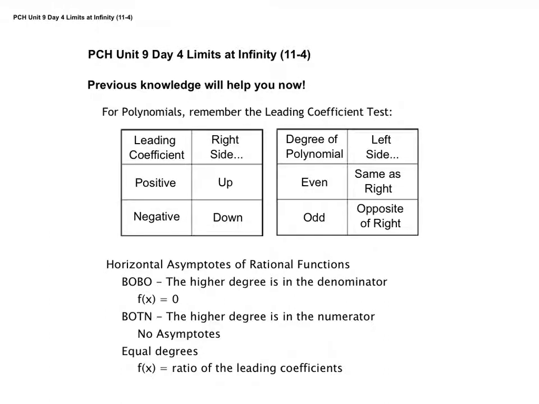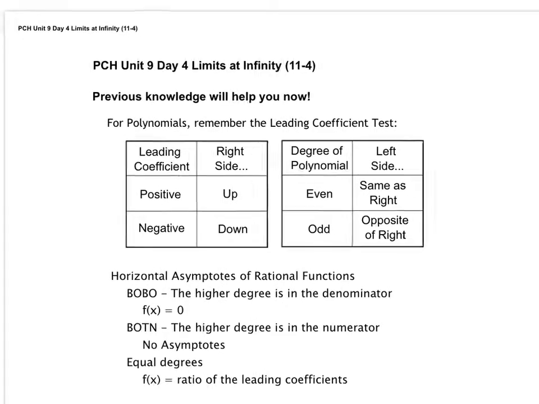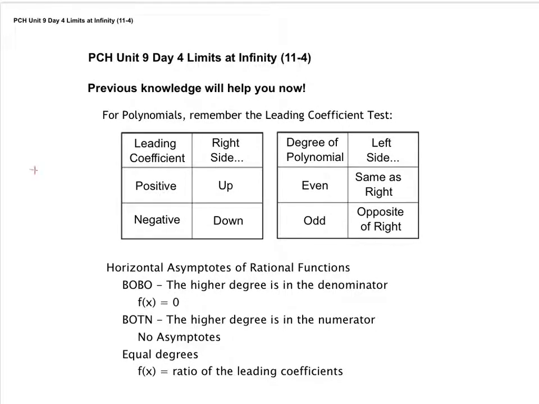So if we had, say, a positive 3x to the 5th, blah, blah, blah, on the right-hand side it would go up because 3 is positive. On the left-hand side, the degree is odd, it's 5, so the left-hand side is going to be going down. And there's some other stuff in the middle here, but the end behavior is one thing that we could take note of pretty easily. That's what's going to be helpful in this case, right?